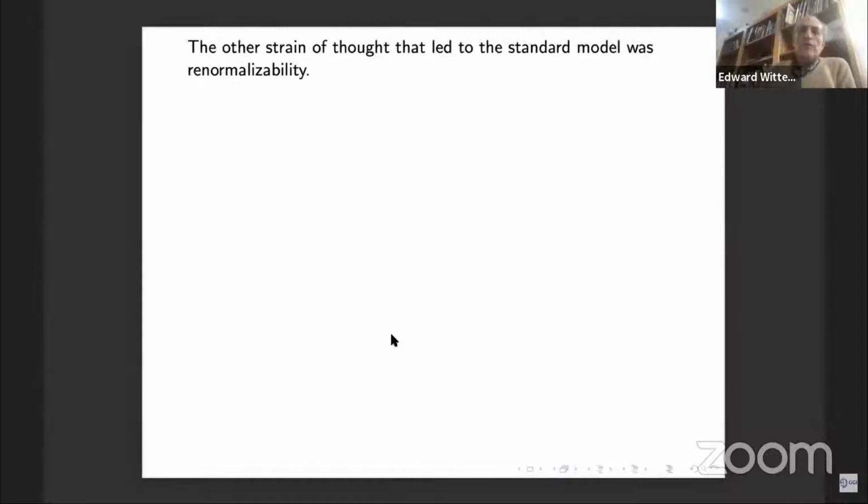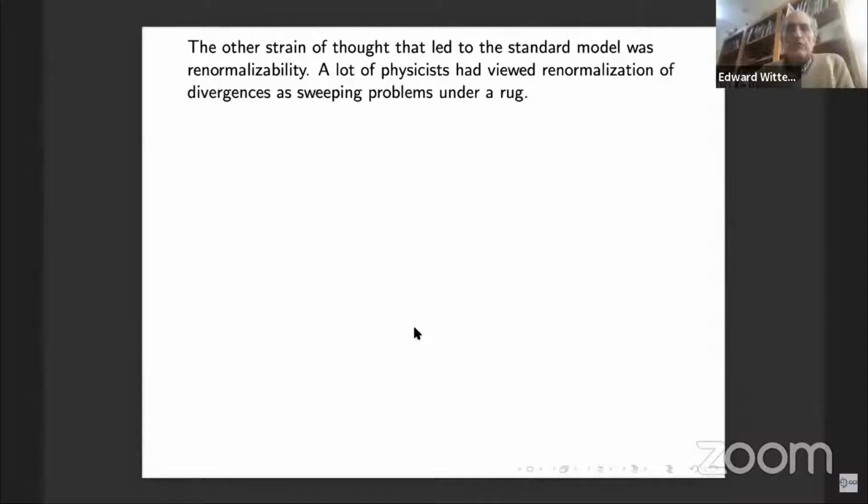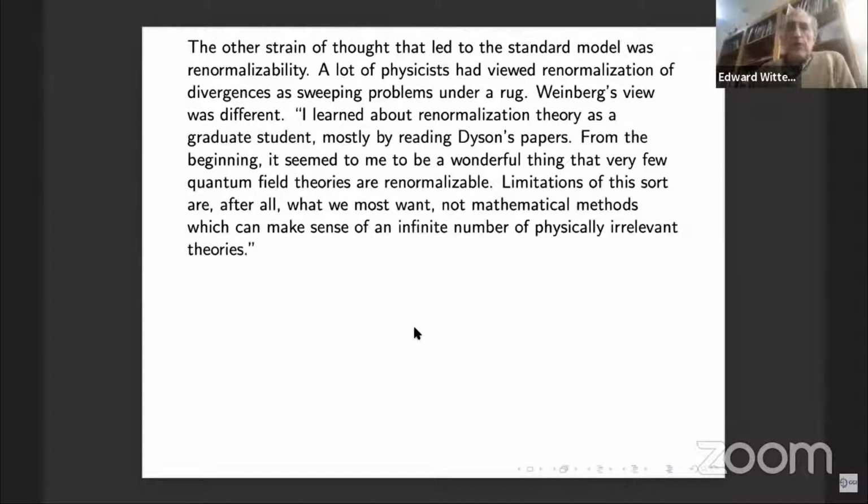The other strain of thinking that went into the standard model was renormalizability. So, as Steve tells, a lot of physicists had viewed renormalization of divergences as sweeping problems under a rug. But Weinberg's view was different. Here's what he writes in his Nobel Prize acceptance speech. I learned about renormalization theory as a graduate student, mostly by reading Dyson's papers. From the beginning, it seemed to me to be a wonderful thing that very few quantum field theories are renormalizable. Limitations of this sort are, after all, what we want, not mathematical methods which can make sense of an infinite number of physically irrelevant theories.